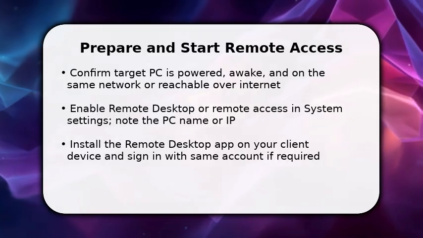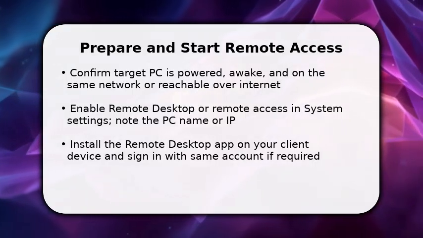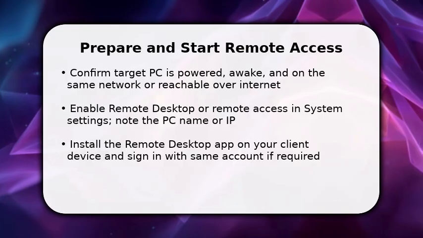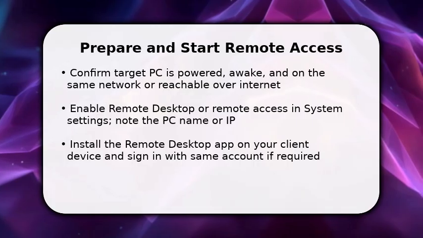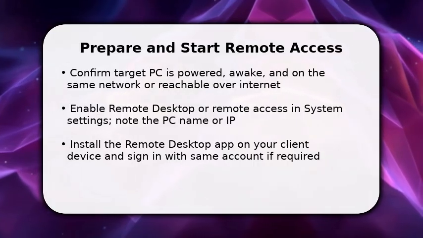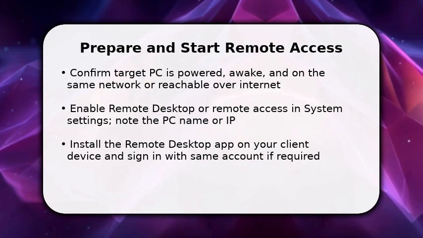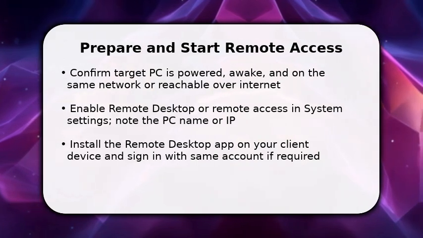Next, make sure the PC is awake and either on the same LAN or reachable over the internet. Adjust power settings to prevent sleep. Then install the remote desktop app on your device and sign in if the app requires authentication. This gets you ready to connect.